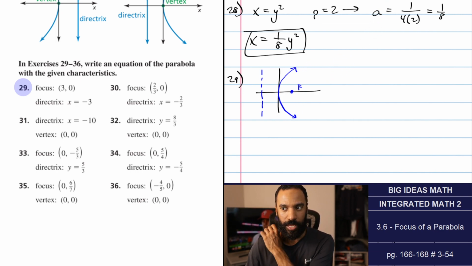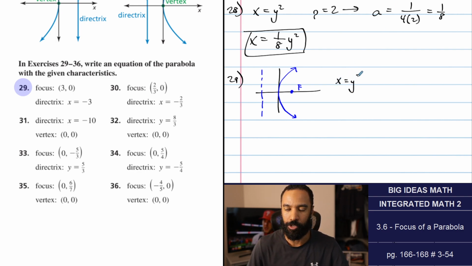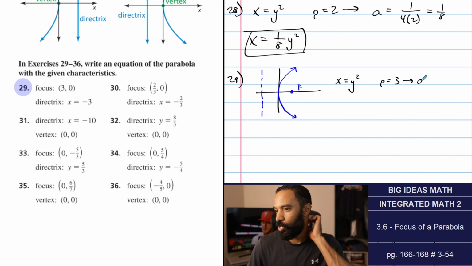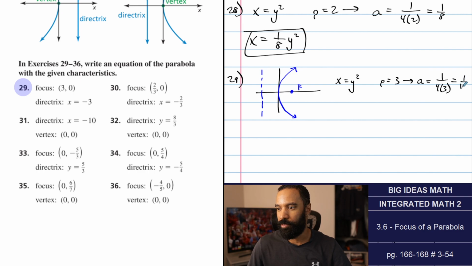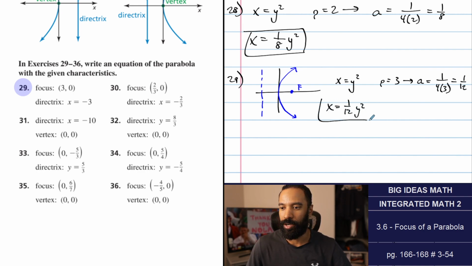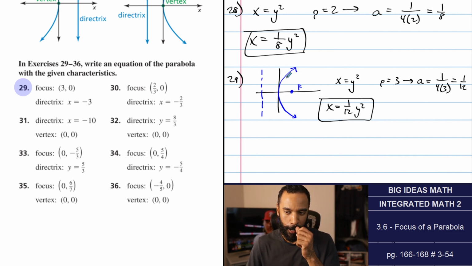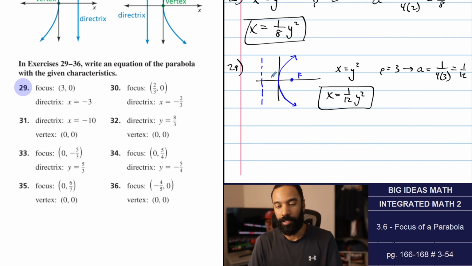Just look at what it looks like. This is an x equals positive y squared equation. The p value will be 3. So a is going to be 1 over 4p, or 1/12. So this will be x equals 1/12 y squared. It's an x equals y squared equation because of the way that it opens up, it's positive, and it looks like that.